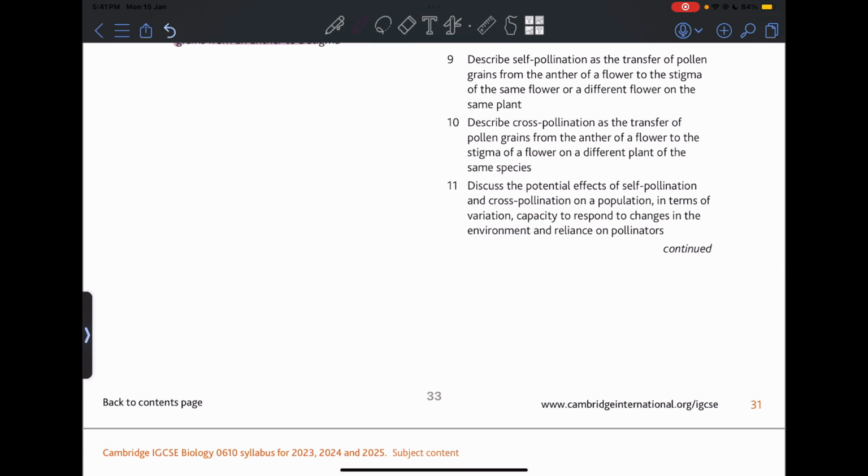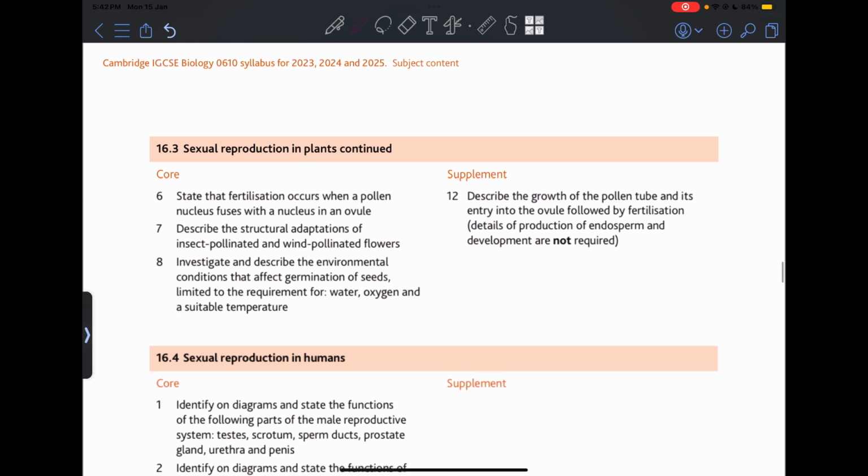Discuss the potential effects of self-pollination and cross-pollination on a population in terms of variation, capacity to respond to changes in the environment, and reliance on pollinators. So self-pollination can increase the population of a plant very rapidly if it's in an isolated area where there are no more plants. This is an advantage of self-pollination. Cross-pollination may actually deplete their population if there are no flowers around. So if that plant dies, then that species can become extinct. Also, they are reliant on pollinators so that they can survive.